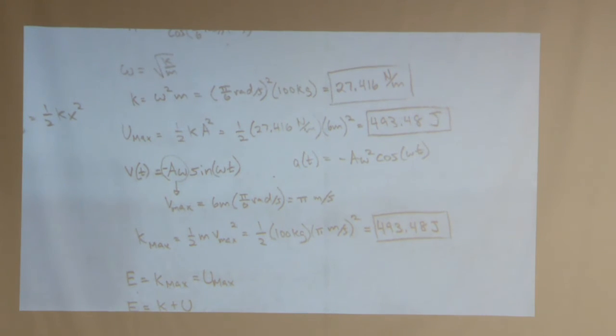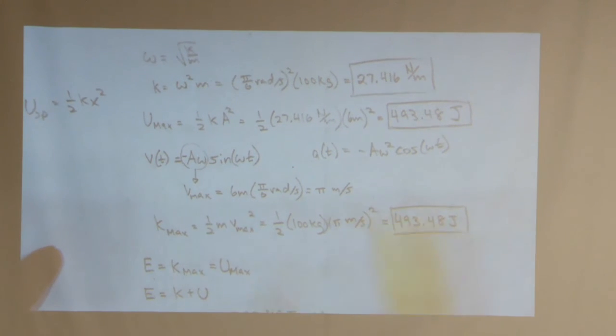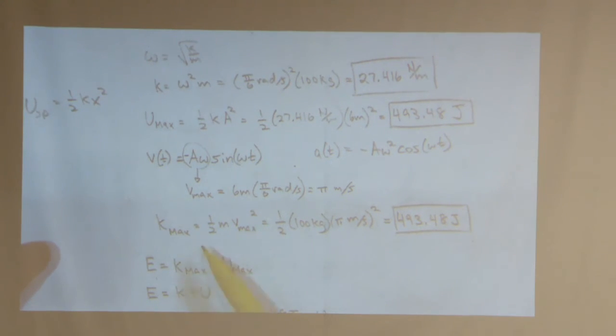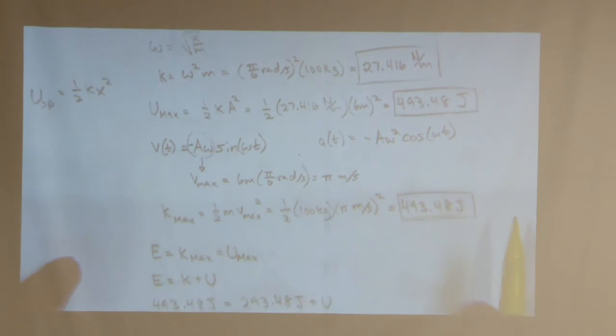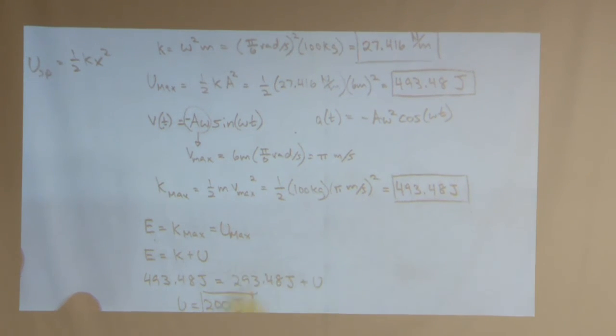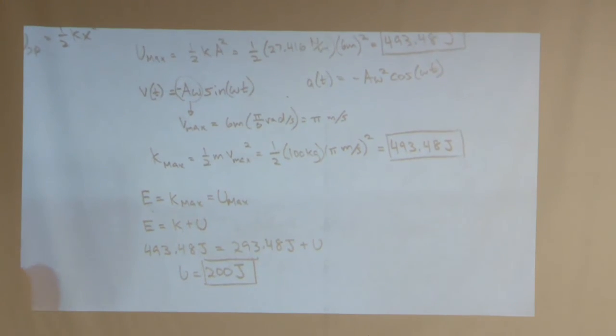But as it's oscillating, K is changing and U is changing, and they balance each other out. So if one goes down, the other one goes up. If one goes up, the other one goes down. So then we can just plug in our values. We know E has to be the K max, which is 493.48, and we're given that at a random time, K is 293.48. So we can find the potential energy at that instant, and we get 200 joules.